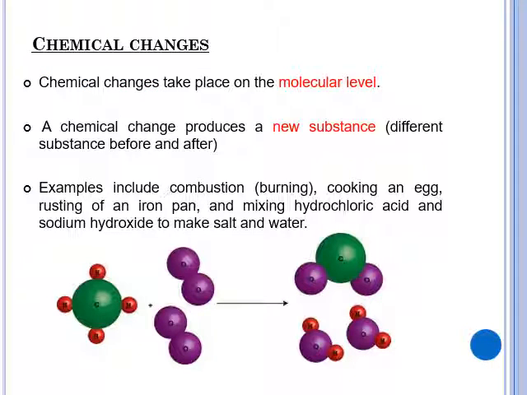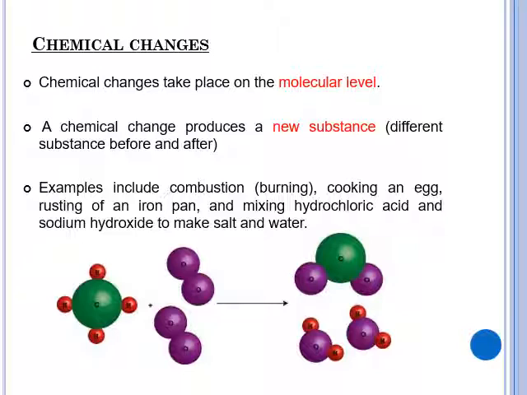But chemical changes take place on the molecular level. This produces a new substance, different from the beginning. Before and after, they produce different substances. For example, A reacts with B to produce C. It's considered a different thing. For example, combustion or burning: you burn a substance, and it produces something else. Or cooking an egg, from egg yolk, for example, it turns into a solid egg.